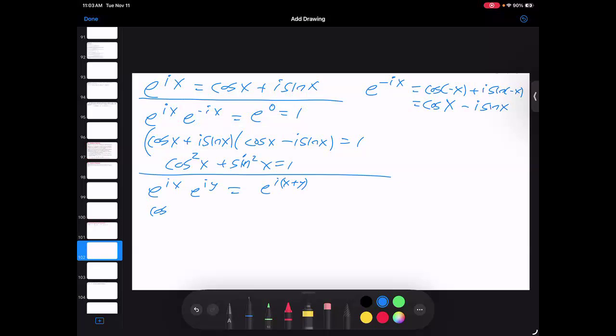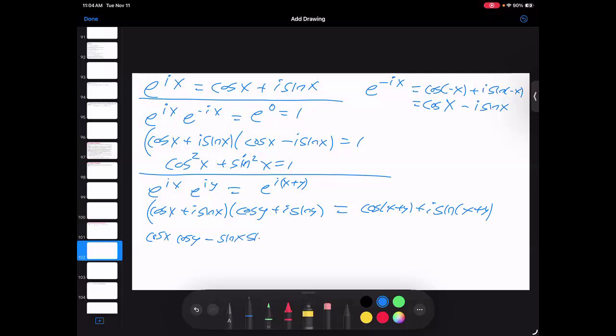So this is going to be cosine x plus i sine x times cosine y plus i sine y is cosine of x plus y plus i sine of x plus y. So if I multiply everything out, the real part on the left has to equal the real part on the right. The imaginary on the left has to equal the imaginary on the right. So I'm going to get cosine x cosine y minus sine x sine y is cosine of x plus y. And I'll get sine x cosine y plus cosine x sine y is sine of x plus y.